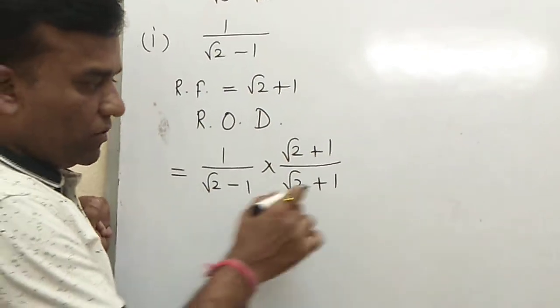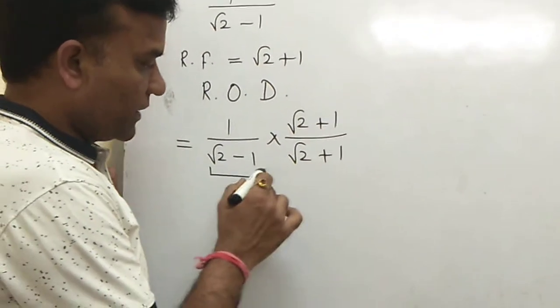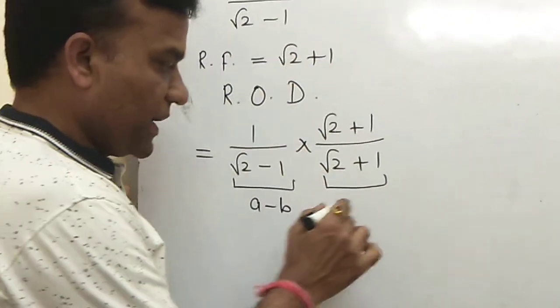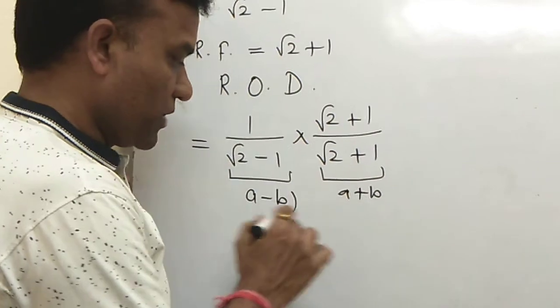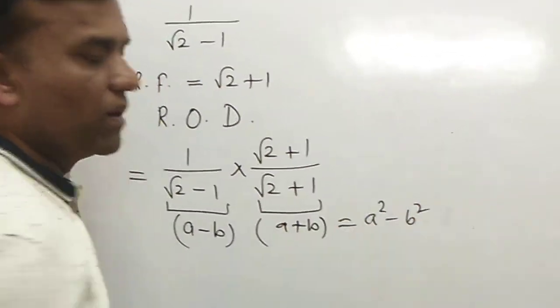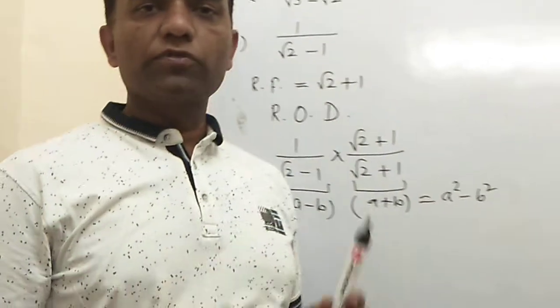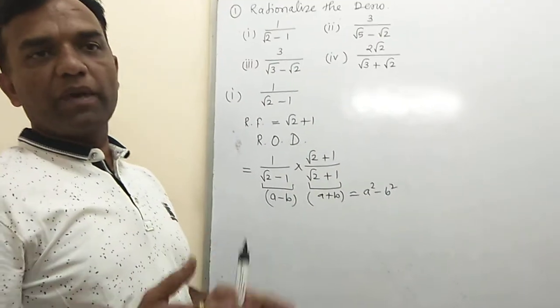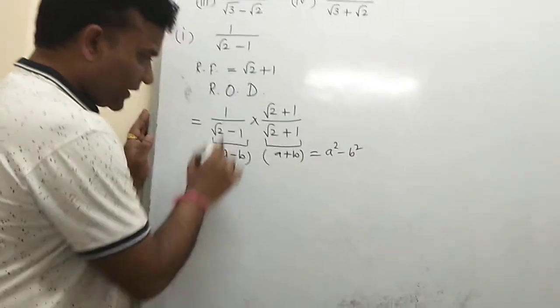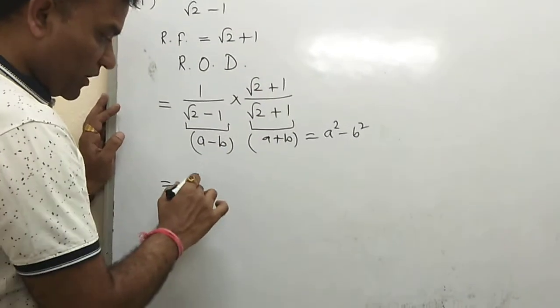Okay, so now here you use the identity. This term is minus and this term is plus, because here we have a minus b and here we have a plus b. So a minus b into a plus b is a square minus b square. So always in this type of question you use the identity of a plus b, a minus b in the denominator for all the questions. So your numerator 1 is here, so there is no change in your numerator.